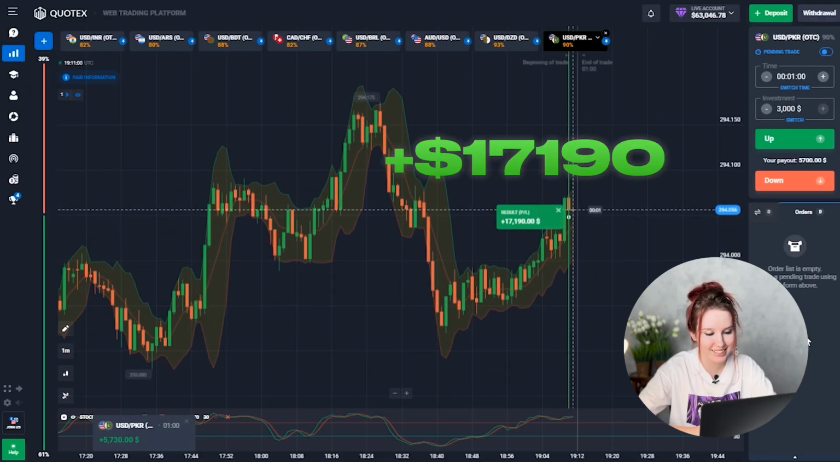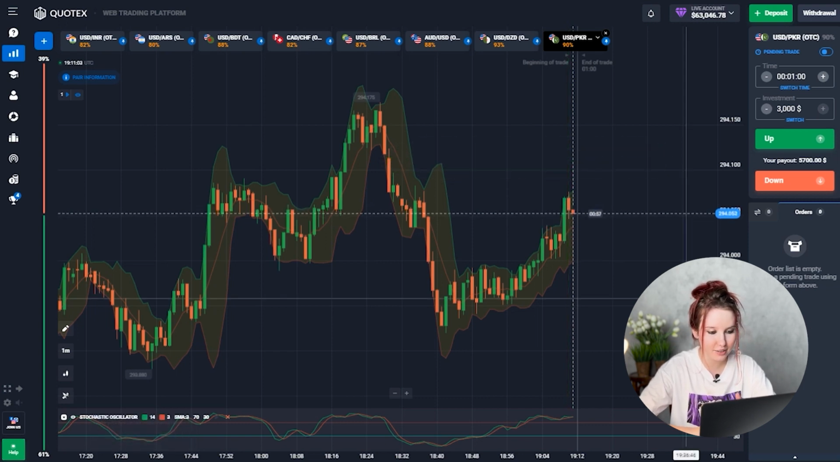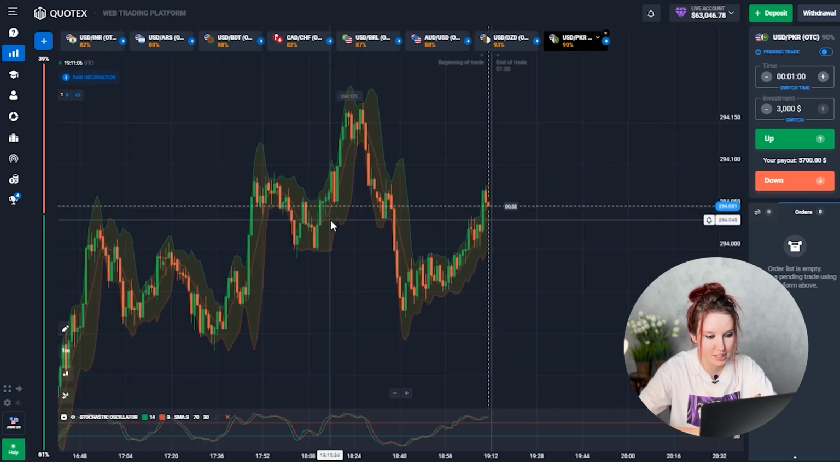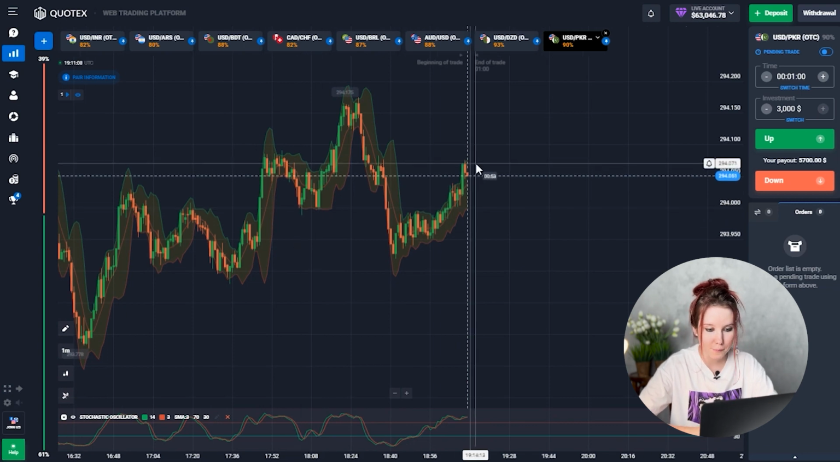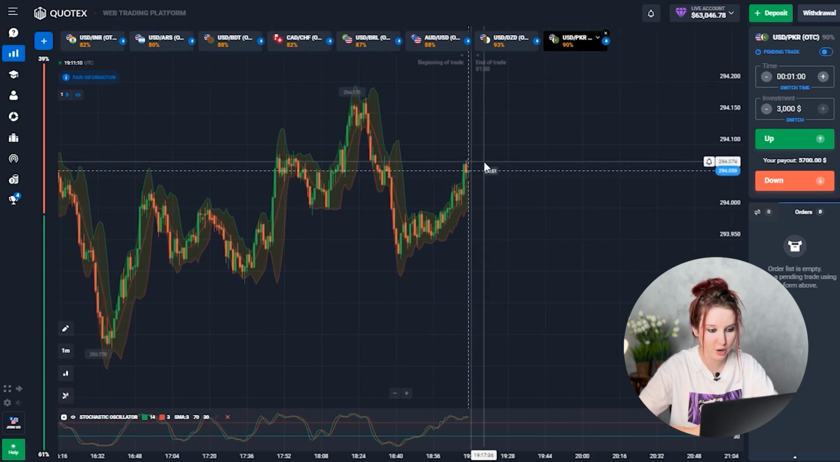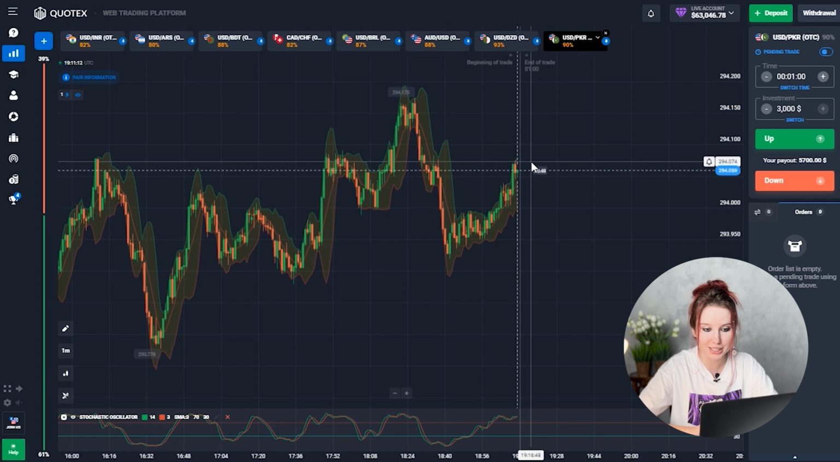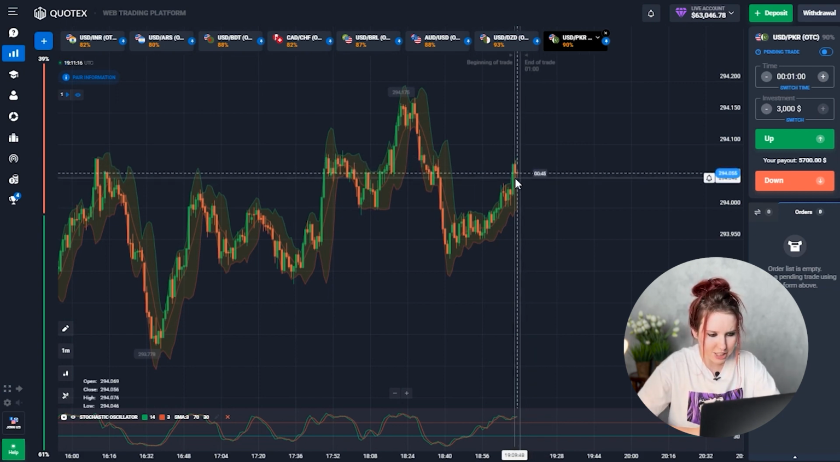Yeah, guys, this is what a high level of professionalism means. Just look, 63,000 bucks on my balance. Just show me such a trader who could earn such an amount of money by starting to trade on Quotex with only 50 bucks. Holy shit!